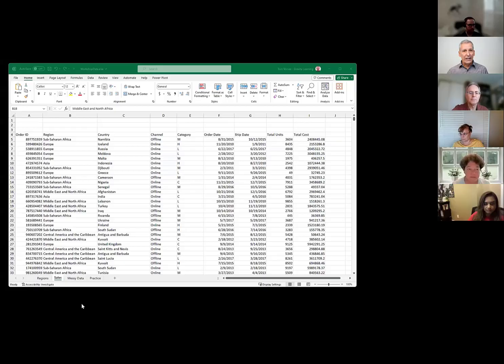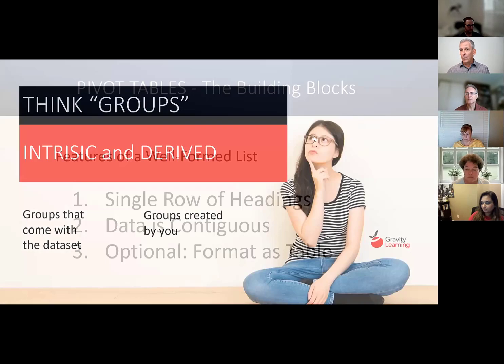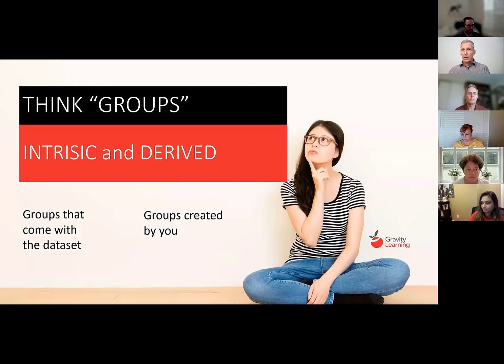All right, friends. Now that we have satisfied the key few components of what drives a pivot table, a well-formed list, single row of headings, contiguous, and we've identified our groups, it's now time for us to build a pivot table. Well, once again, Tom, we're still not quite ready to build a pivot table because there are two types of groups. There's intrinsic groups and derived groups.